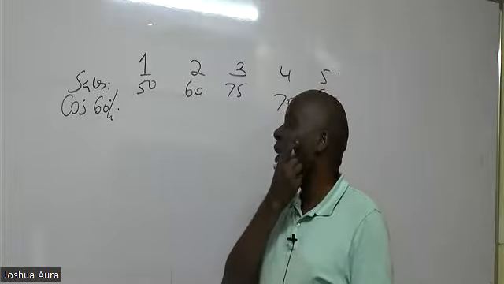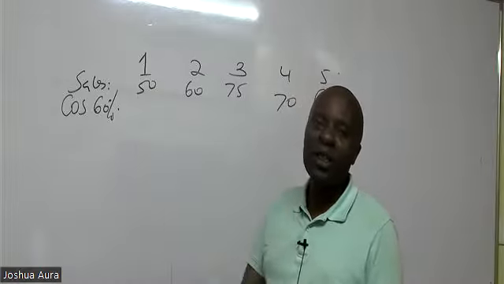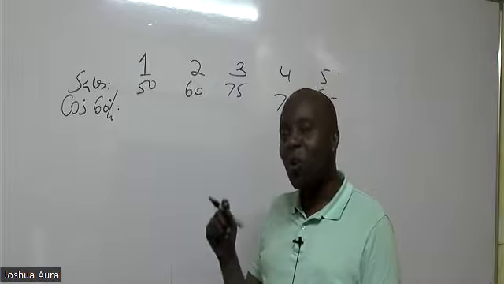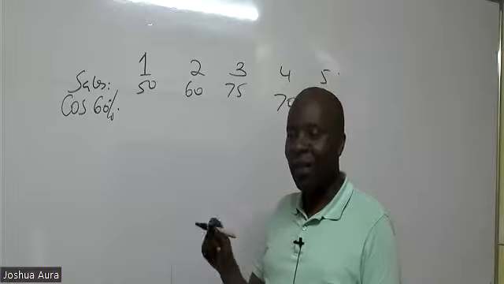So first of all, let's agree, ladies and gentlemen, that when the gross profit margin is 40%, then the cost of sales will be 60%. That is the first thing you're supposed to know.